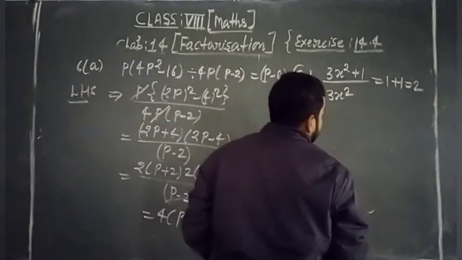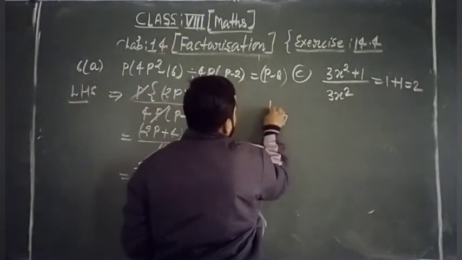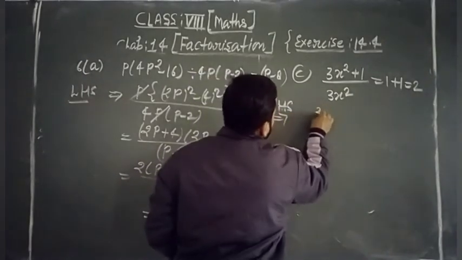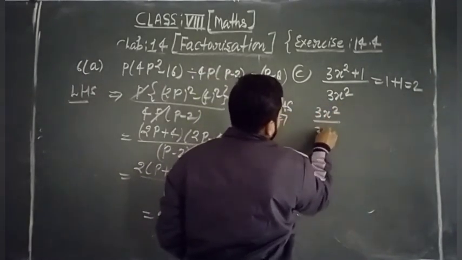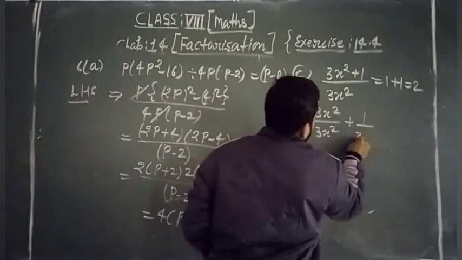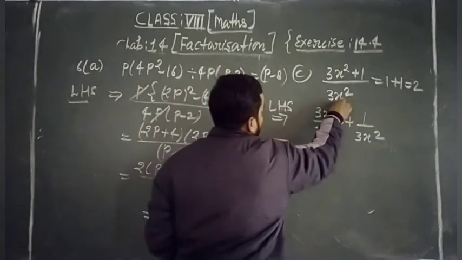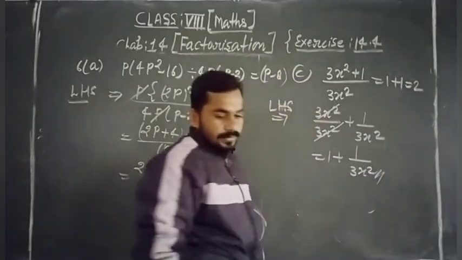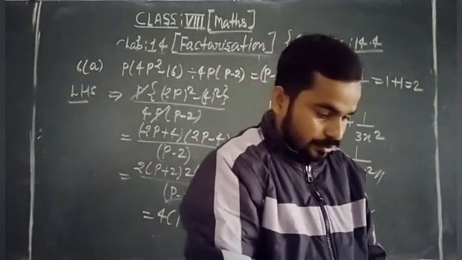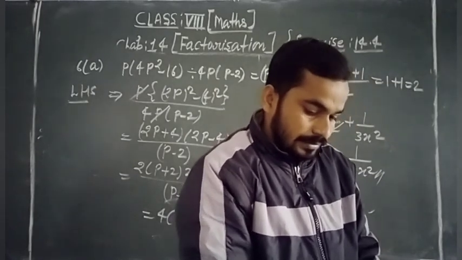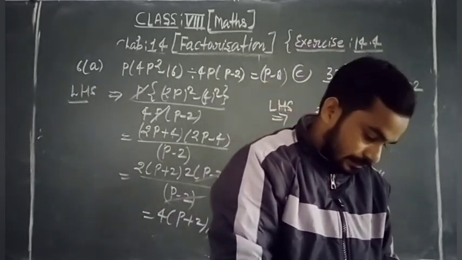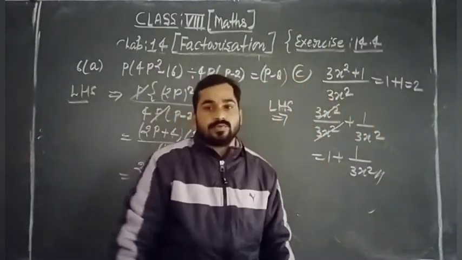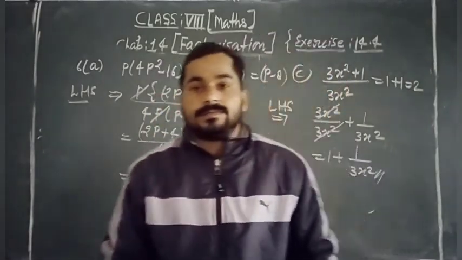If we solve the left hand side, so 3x square divided by 3x square plus 1 upon 3x square. This is divided, so we have 1 plus 1 upon 3x square. So there is error here, error in the following. So your answer is 1 plus 1 upon 3x square. So this time we have solved the exercise 14.4.